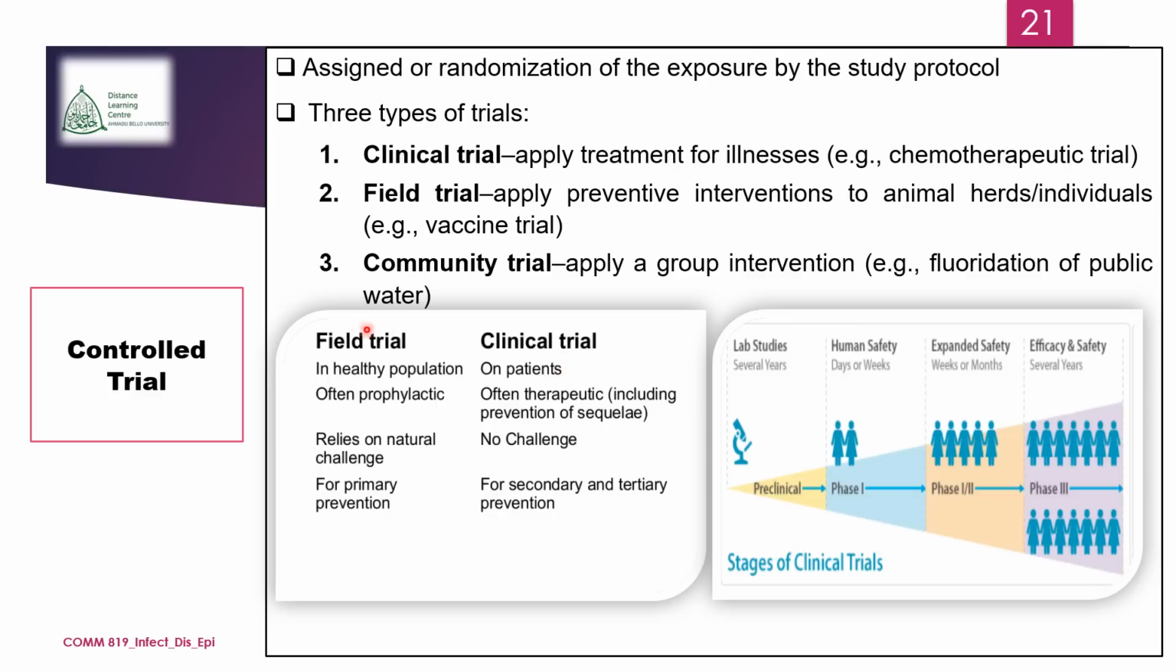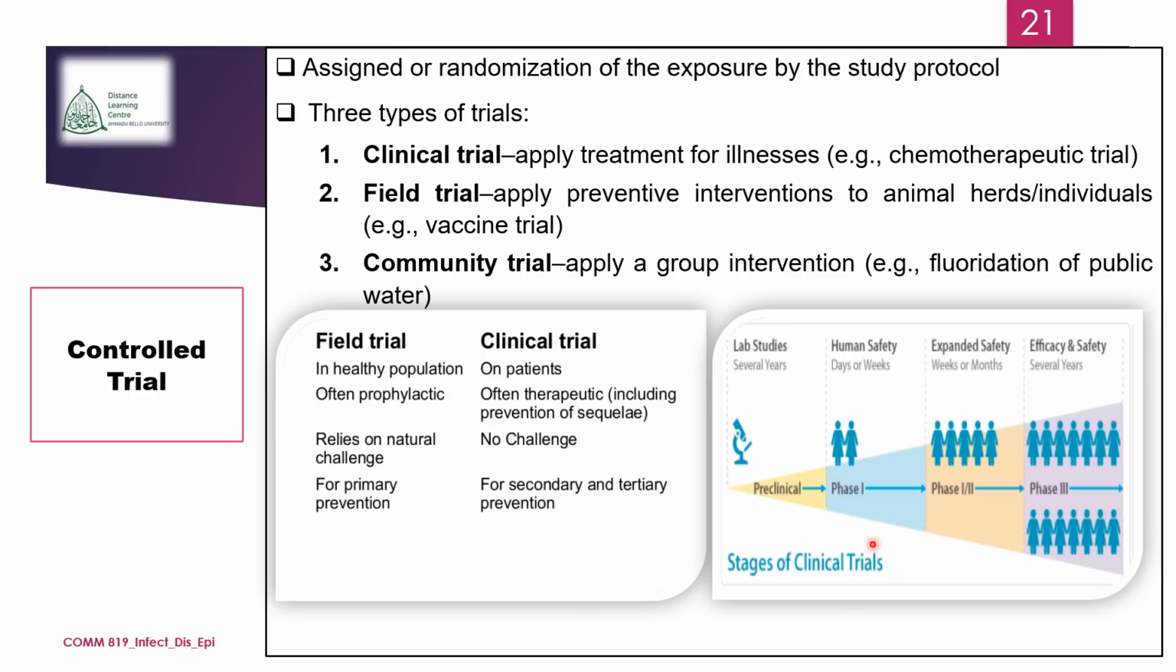Then field trials are often prophylactic in nature, while clinical trials are often therapeutic, including prevention of sequelae, nice follow-up. Then field trial relies on natural challenge, while clinical trial has no challenge. And finally, field trial is for primary prevention, while clinical trial is for secondary and tertiary prevention.